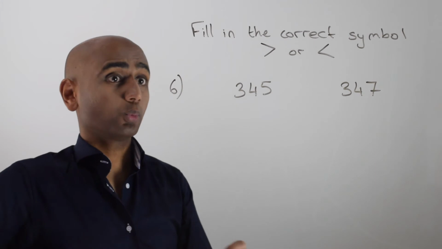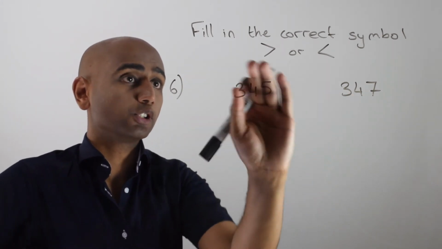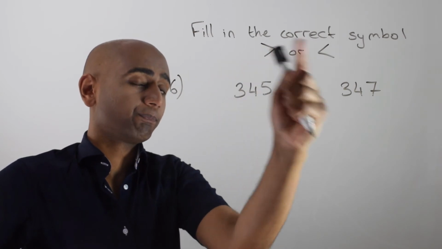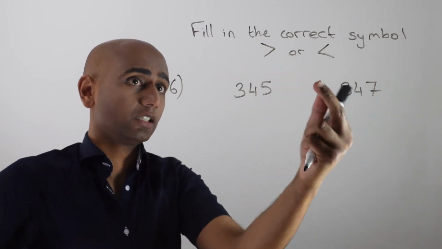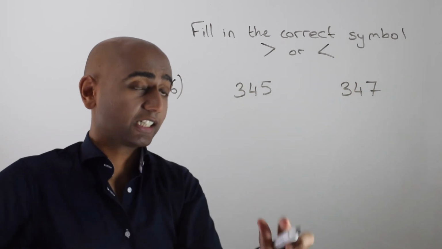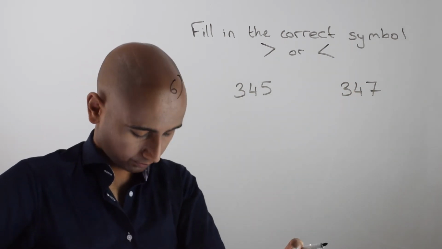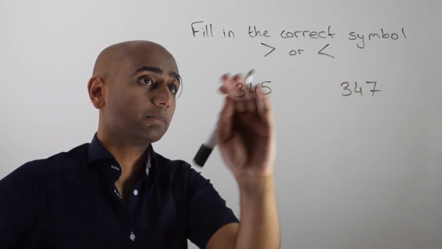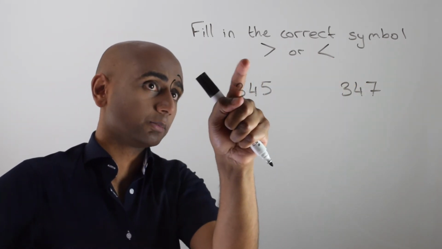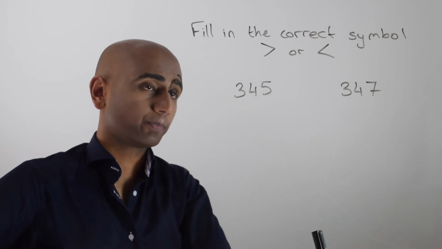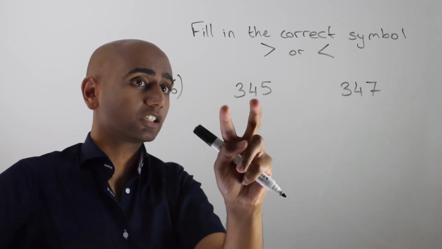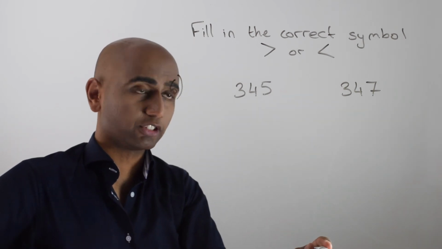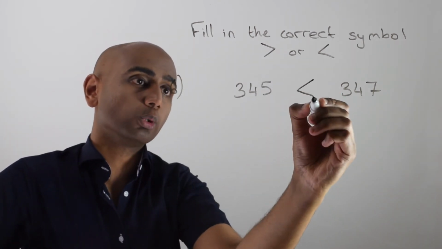In question 6, we have got to fill in the gaps using the correct symbol. Now, this symbol here means greater than, and this one here means less than. So let's take a look at the first one. We've got to fill in the gaps using the correct symbol, either the greater than symbol or the less than symbol. Now, using what we've learned, we know that 345 is less than 347. So this is the symbol we want to use.